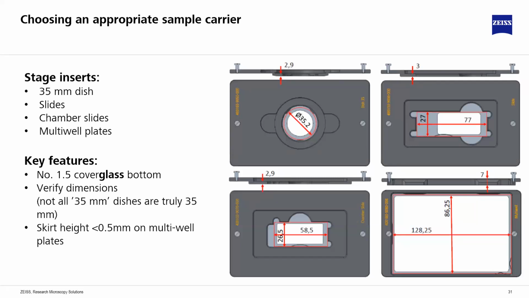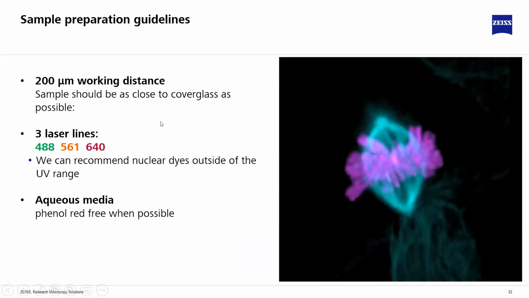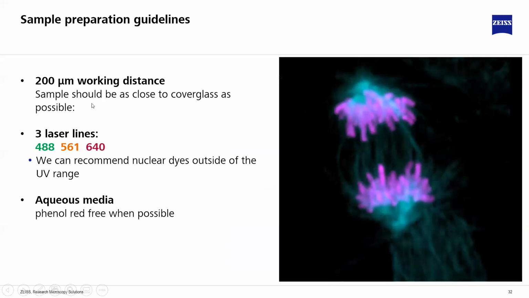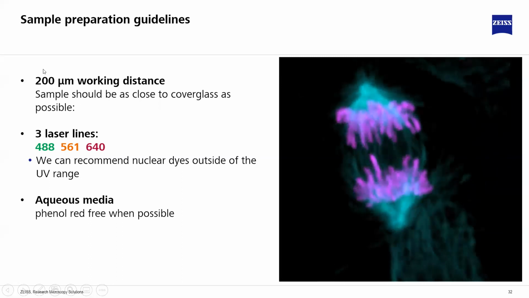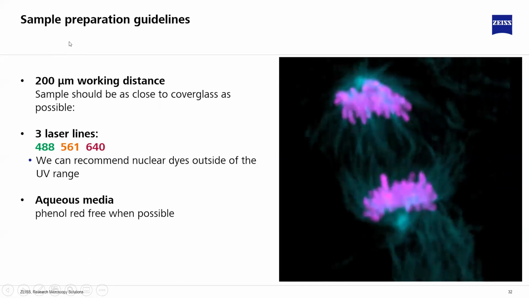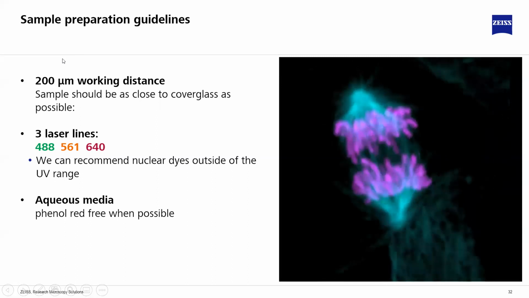So let's talk about sample carriers. If you're interested in imaging on this system, we have several different stage inserts for the Lattice Light Sheet 7. I'll send this out to the group at the end of this, but we have stage inserts that are compatible with 35 mm dishes, slides, chamber slides, multi-well plates. On a Lattice Light Sheet 7, the working distance should be as close to the cover glass as possible. We can image really effectively up to 200 microns, depending on the thickness and the opacity of your sample, maybe a little more, maybe a little less.